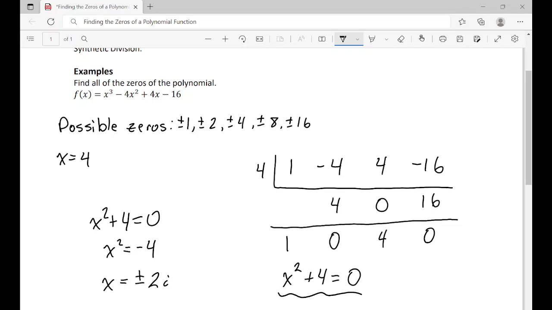Even though they're complex, we just want the zeros. So whether real or not is not the point. We just want them all. So positive 2i and negative 2i. So these three are all the zeros of this polynomial function.